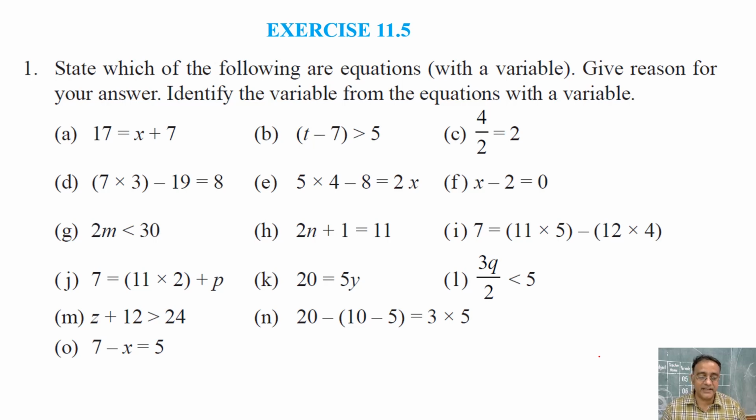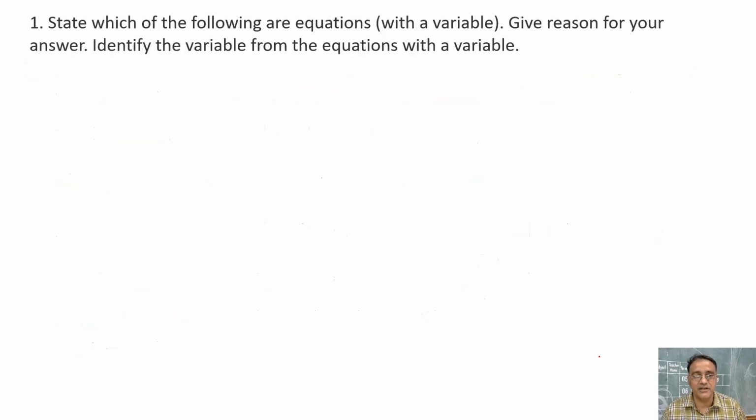चलो एक एक बिट करके हम लोग स्टार्ट करते हैं. First we will start with the first bit. 17 is equal to x plus 17. देखो इक्वल साइन है तो इक्वेशन है और वेरिएबल है x. So this is an equation with variable x.